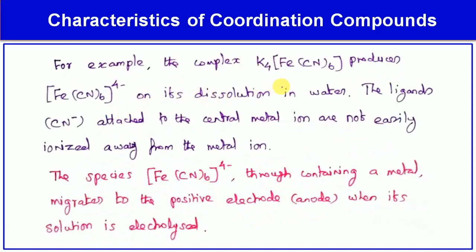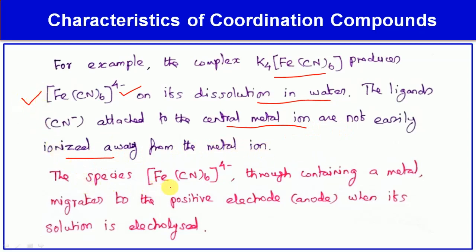For example, K4[Fe(CN)6] produces [Fe(CN)6]4- on its dissolution in water. The ligands CN- attached to the central metal ion are not easily ionized away from the metal ion. So this is the major point.